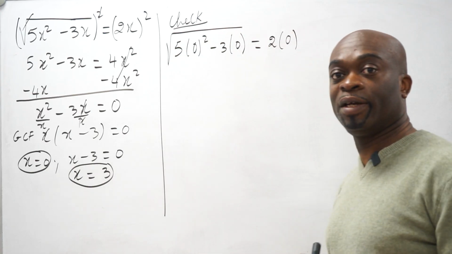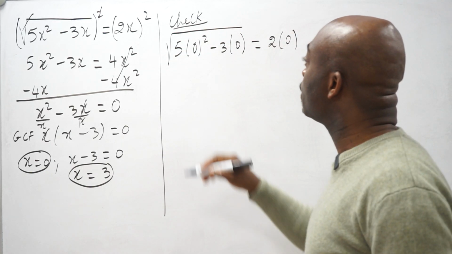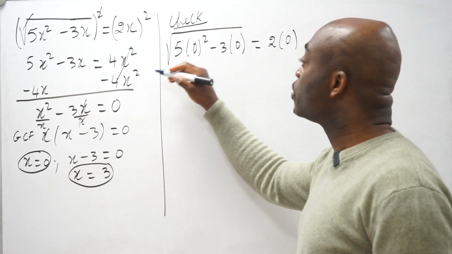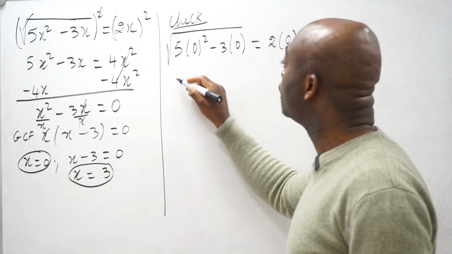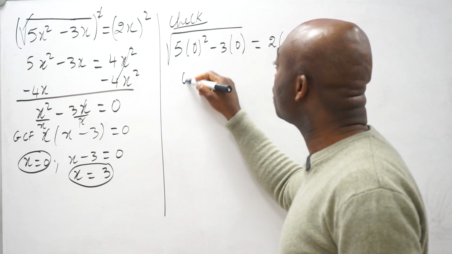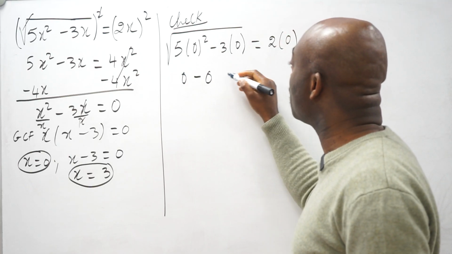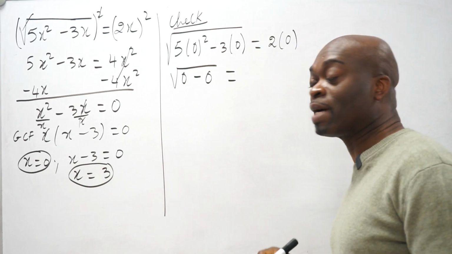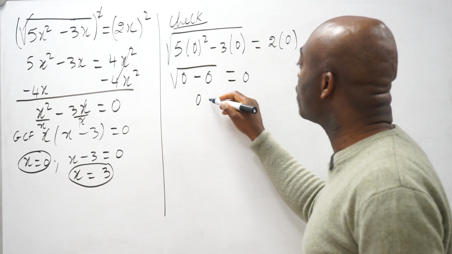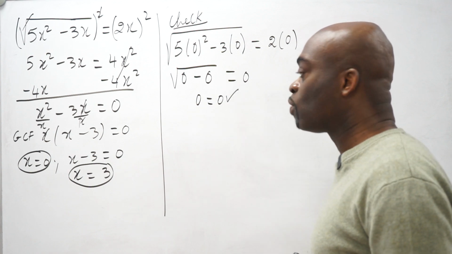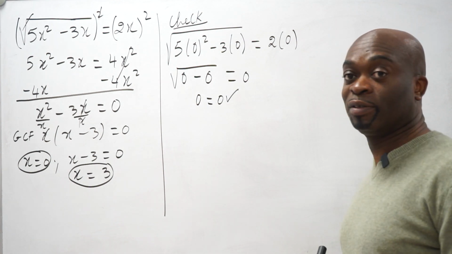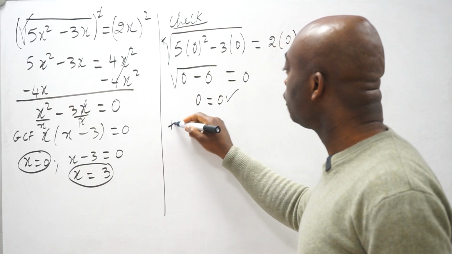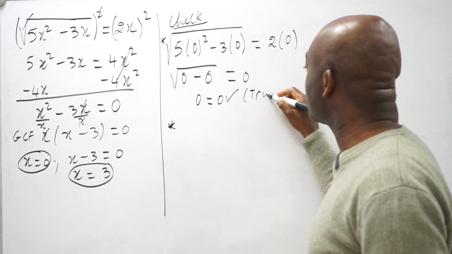So you have the square root there. Then we have 0 squared, which is 0. 0 times 5 is 0. So we have 0 here minus 3 times 0, which is 0. The square root of that, and if you want to put that back there, 2 times 0 is 0 also. So 0 equals 0. Yes, this one we have a true statement for the first one. So this one is a true statement.